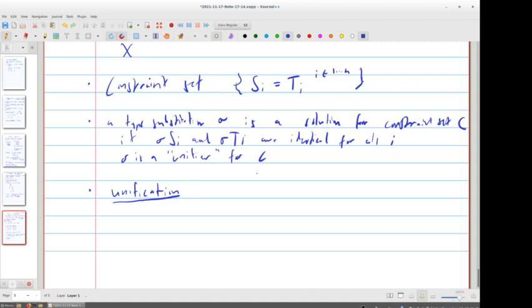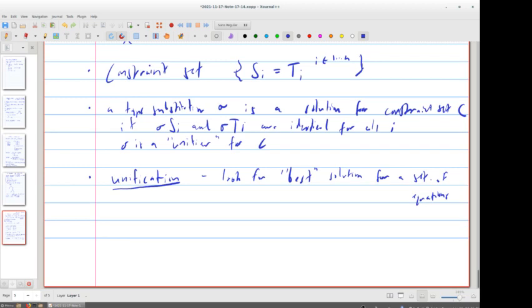Right, and so the idea is to look for the best, where we haven't defined what that means yet, the best solution for a set of equations. All right? So what do we mean by best? Well, here's what we'll do. I'll write something like this.